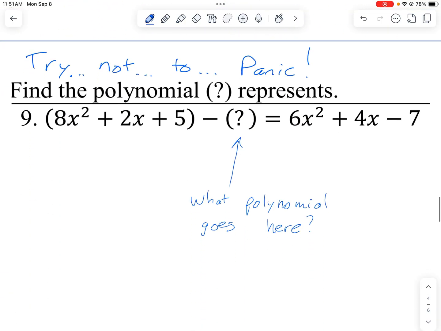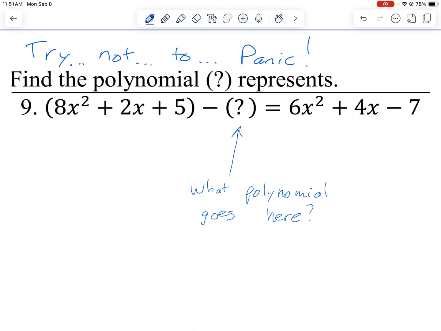And that's going to take us to the next part here, which is trying to solve this equation. When we're trying to solve this equation, first things first is don't panic. I know we've been talking about this, but still, don't panic. This question mark is not one thing. This question mark is an entire polynomial, and we have to find out what it is.